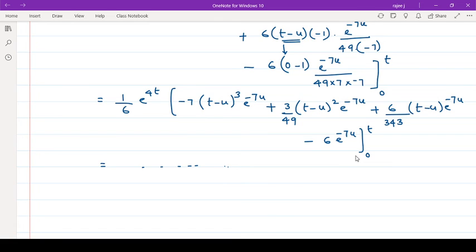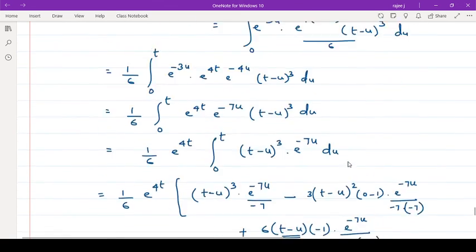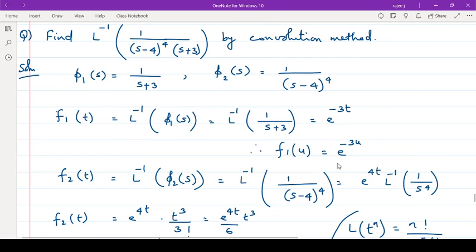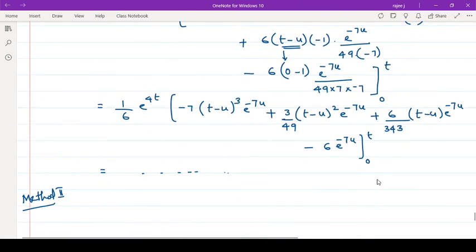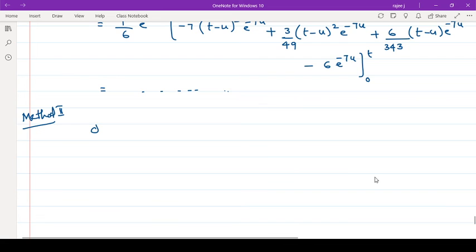Now the other way means if we choose it in the reverse way, that means here what we have taken is f1 of t is this one, f2 of t is this one. Okay, so here now suppose I am going to do phi 1 of s. If phi 1 of s I am taking as 1 upon (s minus 4) the whole raised to 4, and phi 2 of s is 1 upon (s plus 3).